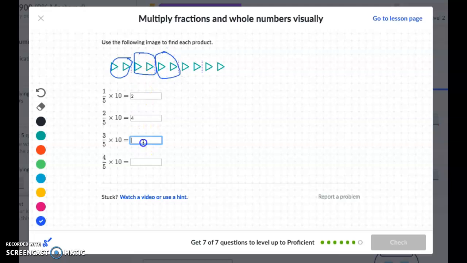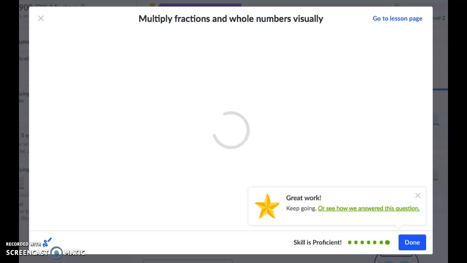3/5 would be 6 triangles. And 4/5 would be 8 triangles.